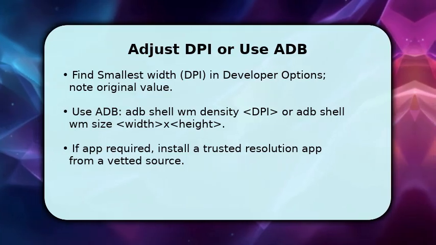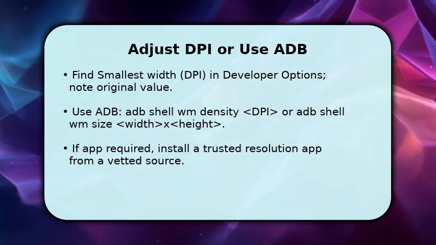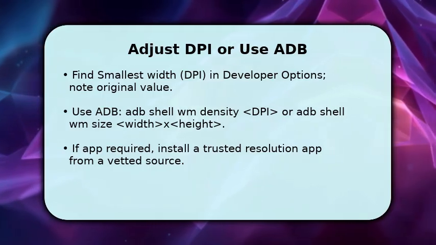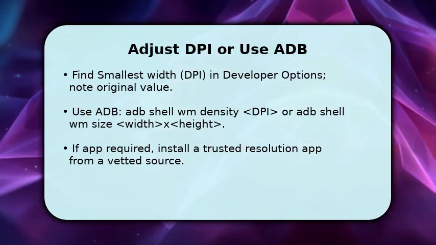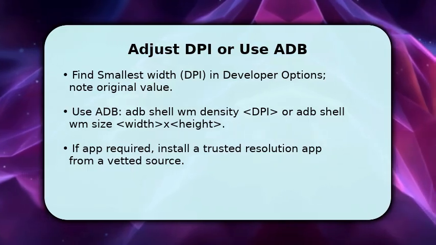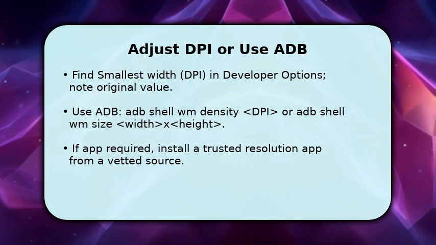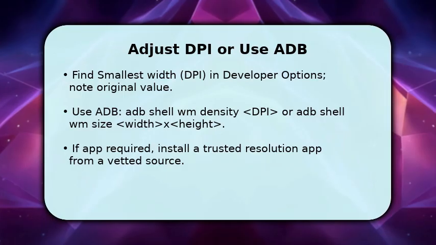Lowering DPI increases apparent resolution. Alternatively, use ADB from a computer: adb shell wm density DPI, or adb shell wm size width x height. These commands apply system-wide and are precise, which is why many pros prefer them. If you opt for an app, choose one with clear reviews and permissions. Once set, observe how the UI scales and check for clipped elements.